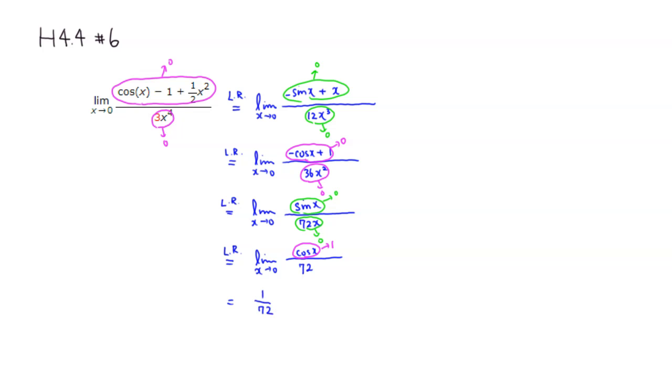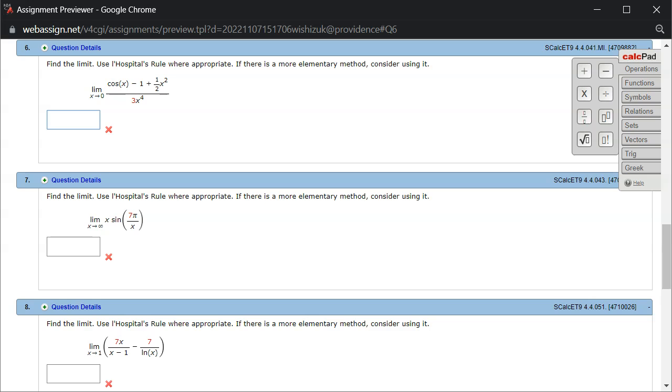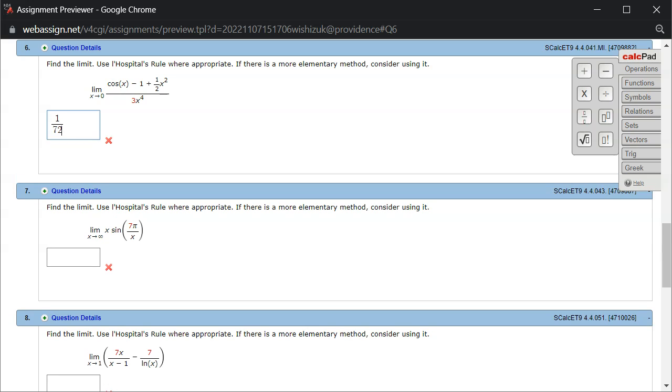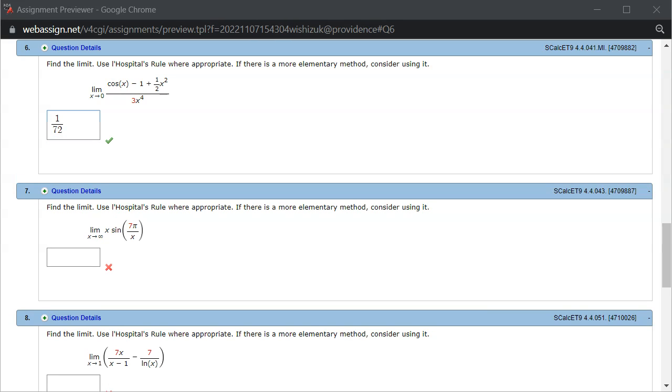All right, so let's type it in. So we have 1 over 72. Let's check the answer. I came back and it looks like we got this one correctly.